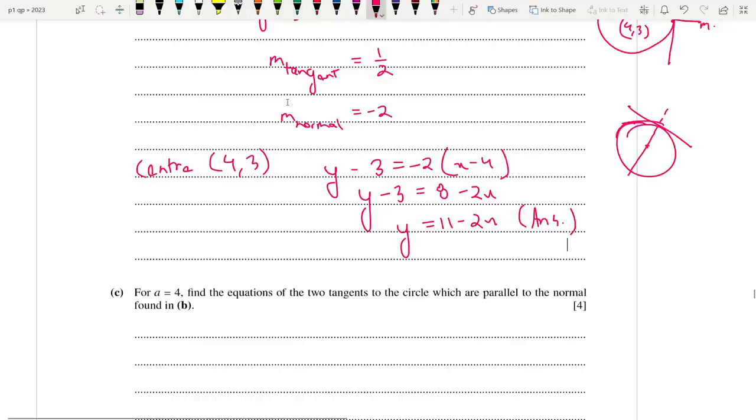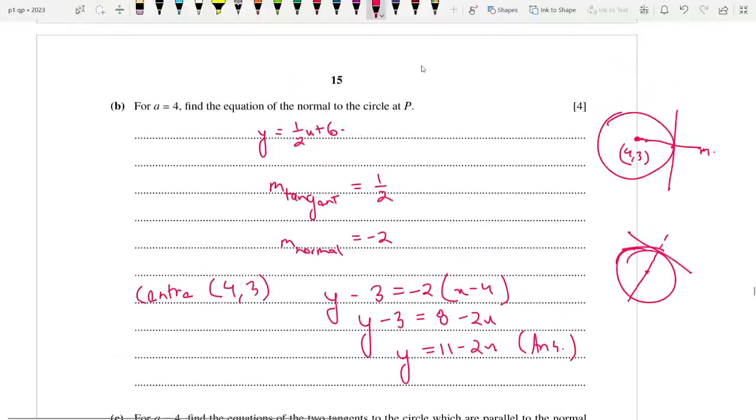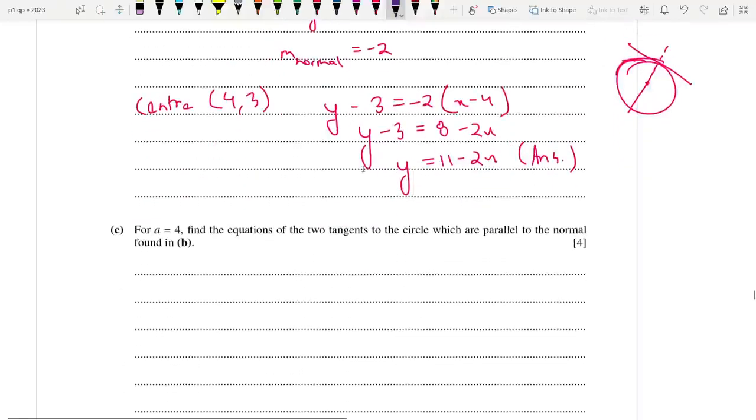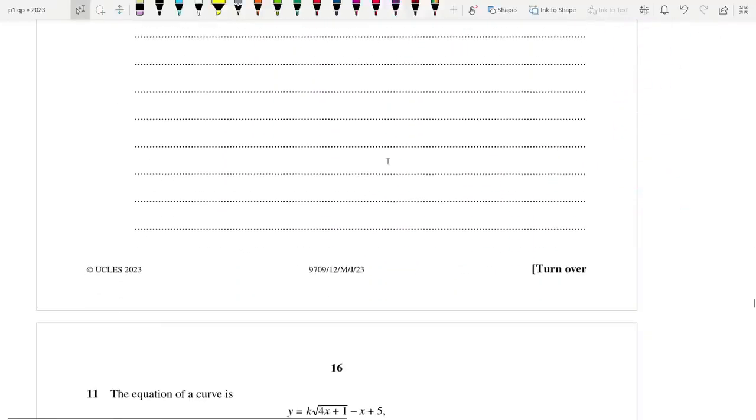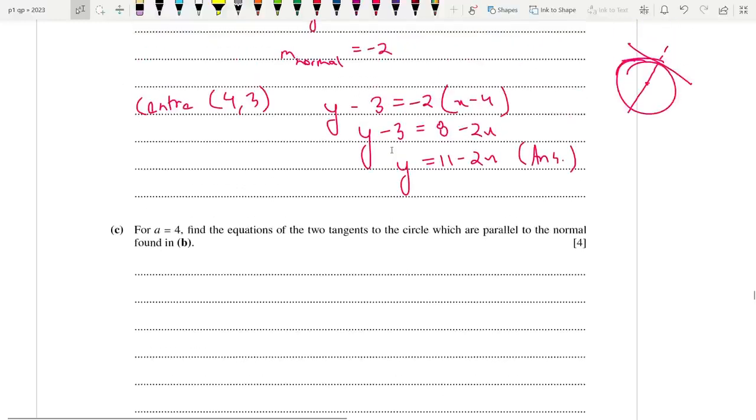For a equals 4, find the equation of the two tangents to the circle which are parallel to the normal found in part B. So essentially we found a normal, right? Now we want to find the two tangents which are parallel to the normal. This is a rather interesting question and quite complicated, I should say. So let's get to it.